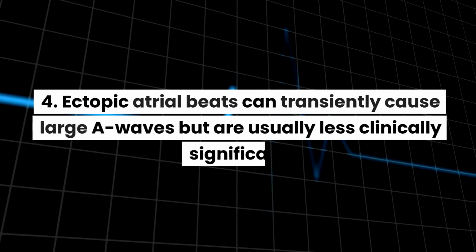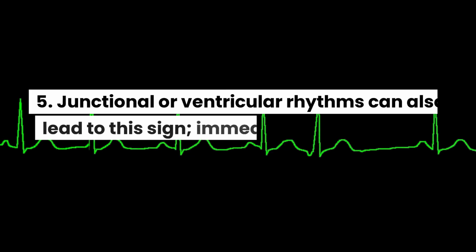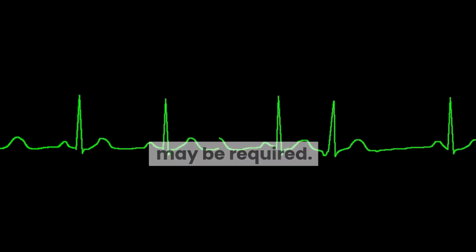4. Ectopic atrial beats can transiently cause large A waves but are usually less clinically significant. 5. Junctional or ventricular rhythms can also lead to this sign. Immediate rhythm control may be required.